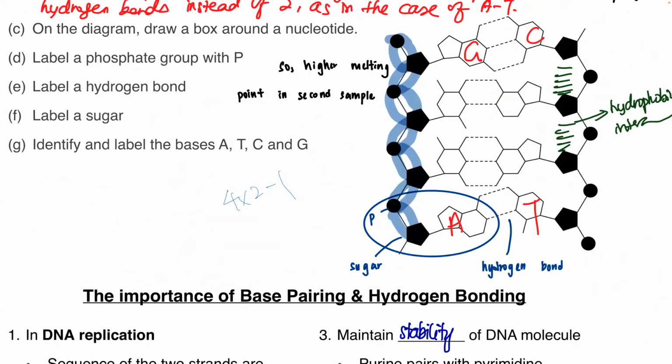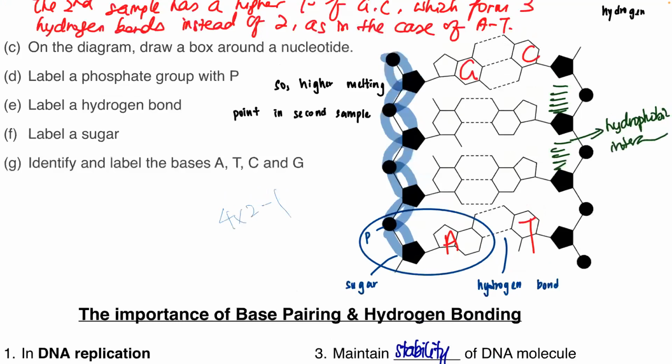So first, based on whether they form 3 or 2 hydrogen bonds, you can categorize them into GC and AT. And if you remember, just now I said A and G are the purines with 2 rings, C and T are pyrimidines with 1 ring. Then you can essentially identify all 4 of them in this diagram.